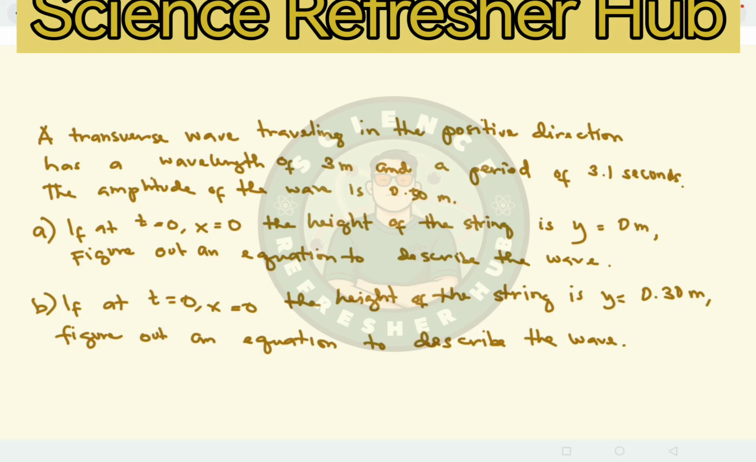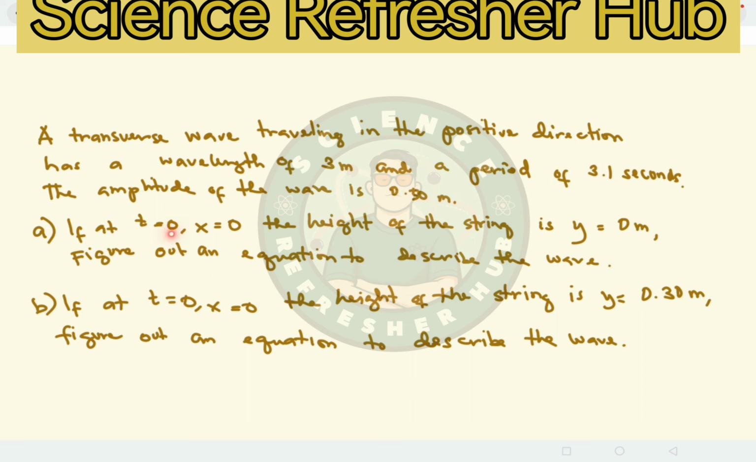All right, to fully understand more about the equation earlier that is used in describing the sinusoidal wave, we have this simple problem here. A transverse wave traveling in the positive direction has a wavelength of 3 meters and a period of 3.1 seconds. The amplitude of the wave is 0.5 meters. We have the tasks here, letter A.